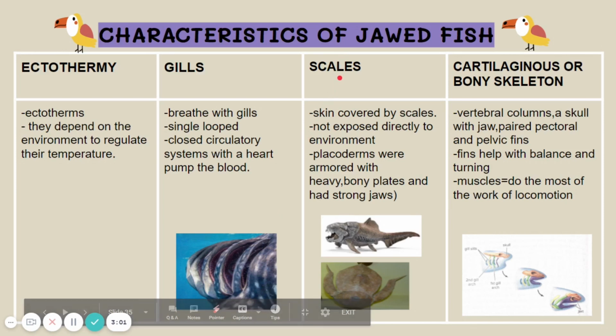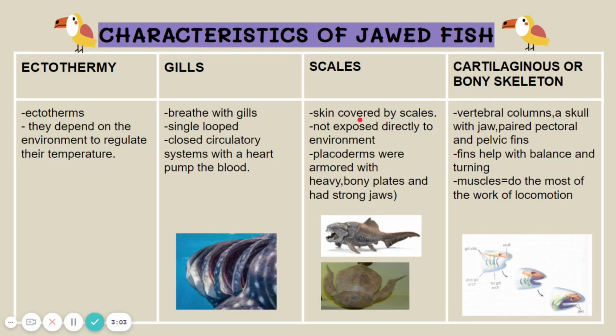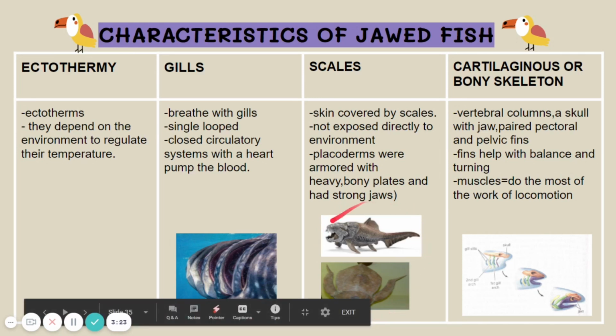Next is scales. Jawless fish skin is covered by scales. They do not expose directly to the environment, and also placoderms were armored with heavy bony plates and had strong jaws. Placoderm is plated skin, and placoderm also is a class of armored prehistoric fish. So this is the placoderm.